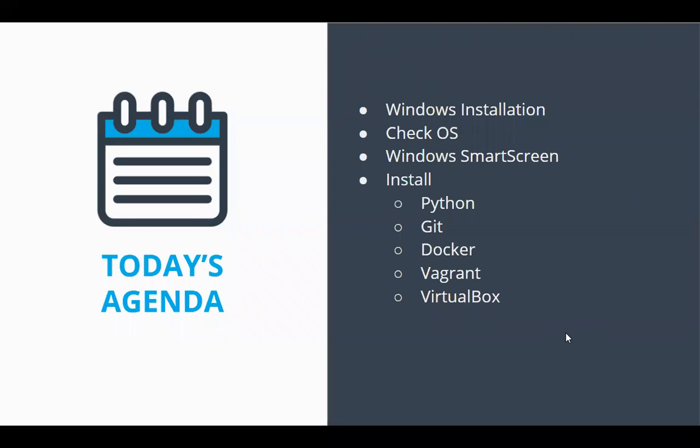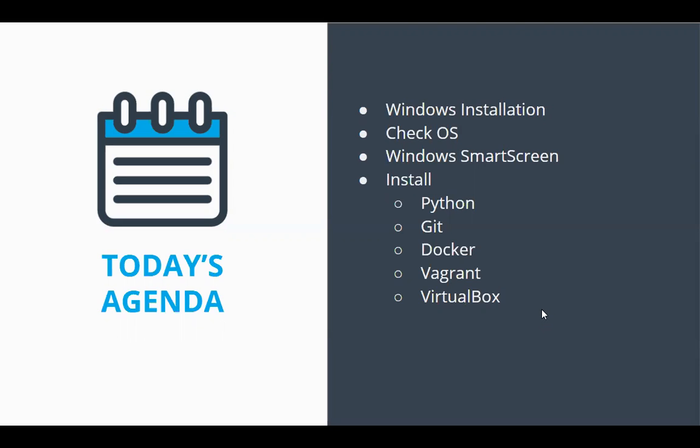So in this short video, I'm going to be covering just the Windows installation, as well as how to check your OS and see what sort of bit operating system you have for Windows. And then I'll also show you how to access the Windows Smart Screen, just for those who, depending on what system or hardware you have, are receiving errors and are not able to download the software correctly. And then I'll take you step by step on how to install Python, Git, Docker, Vagrant, VirtualBox from our Udacity My Course login. We'll get right into it.